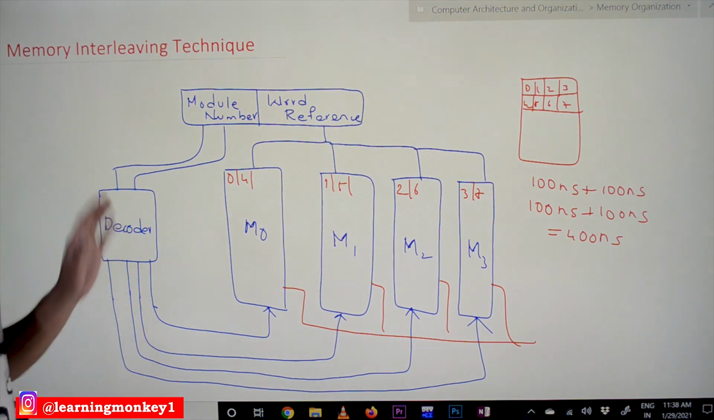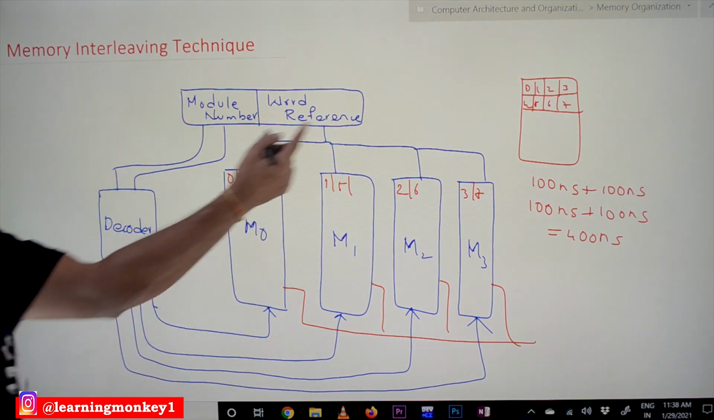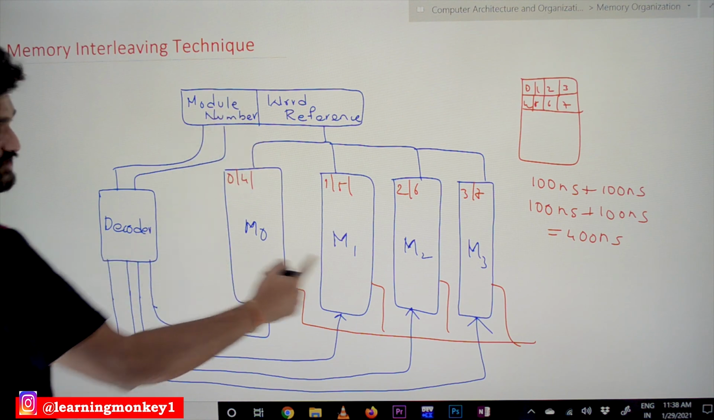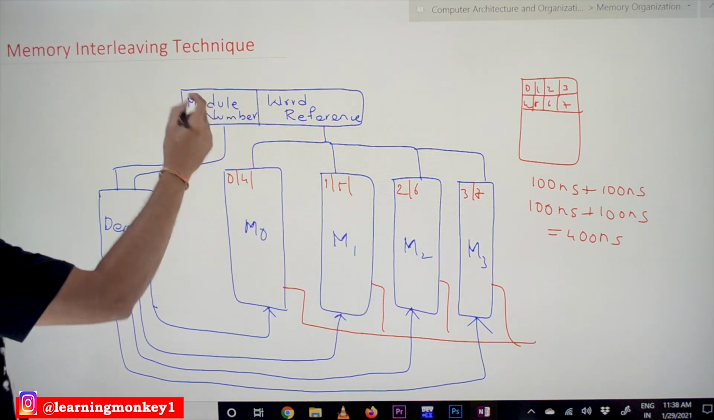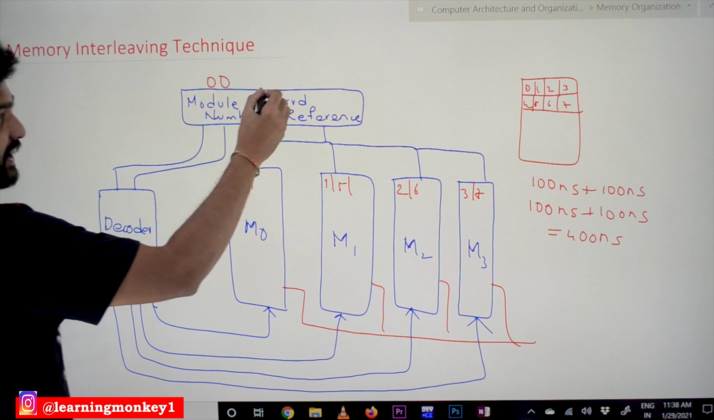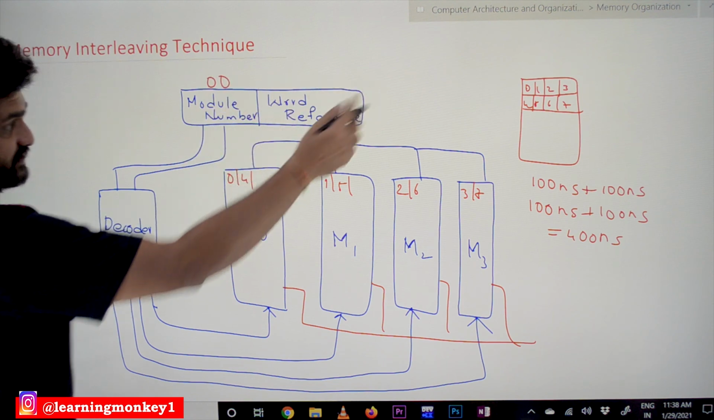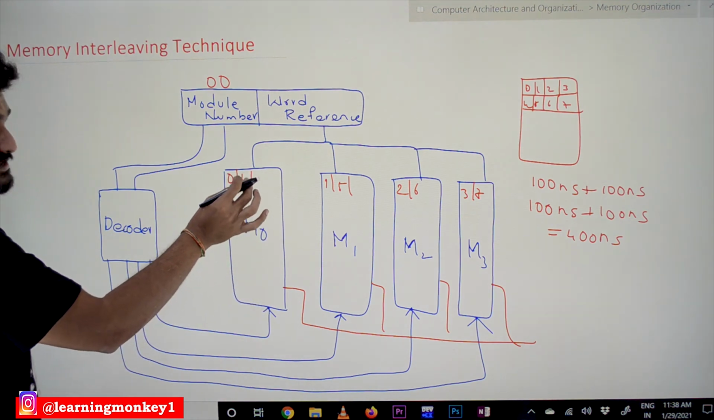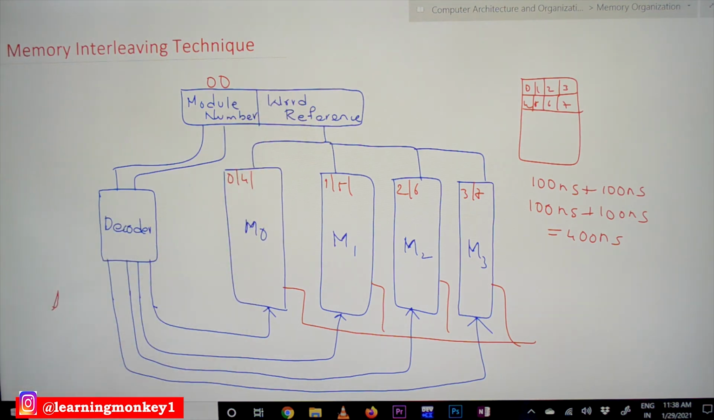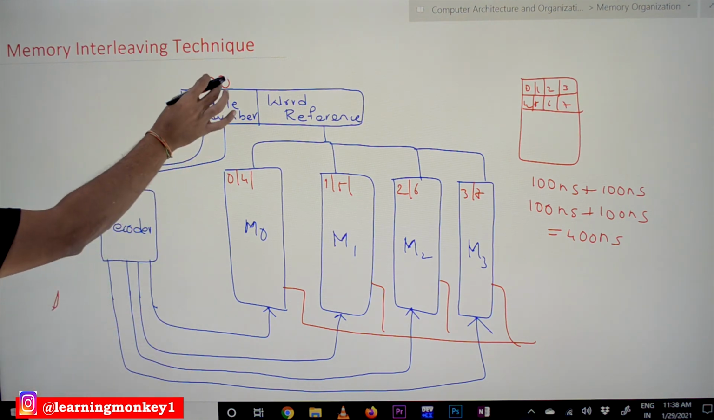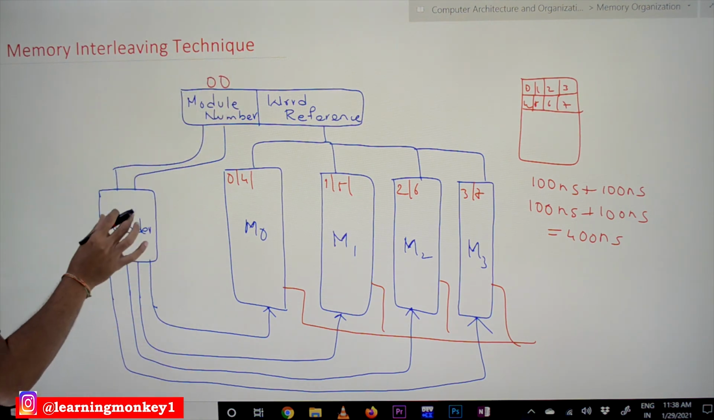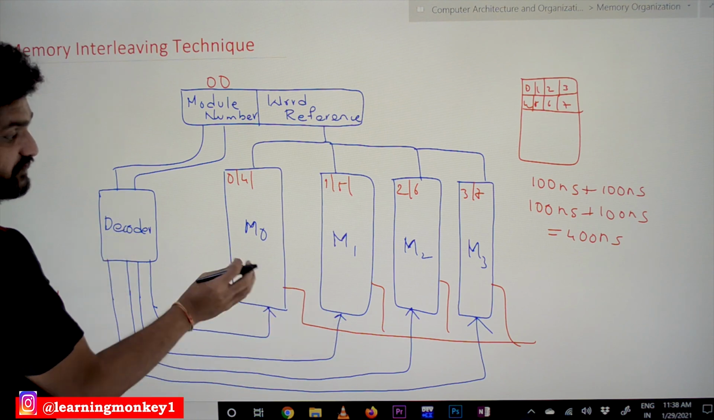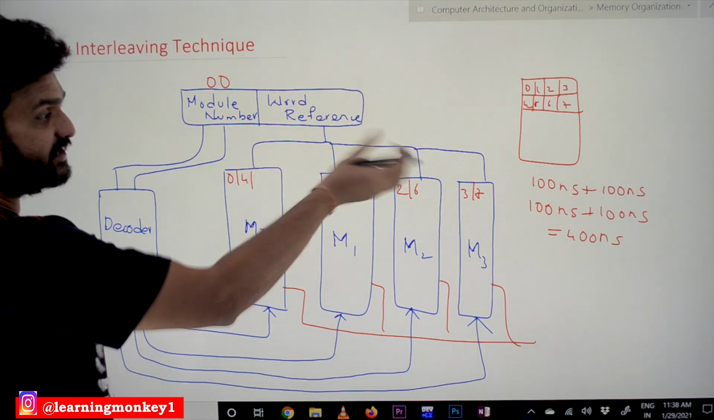Now how this hardware will work is, the address that has been given by the CPU is divided into 2 parts. One is the module number, and as we are having 4 modules, we are going to have 2 bits for this, and the remaining bits are for word reference. So within this module, which word has to be accessed is referenced by this word reference. Now these 2 bits of module number will get transferred onto the decoder. So the decoder is going to select one of the modules, and the data will get transferred.